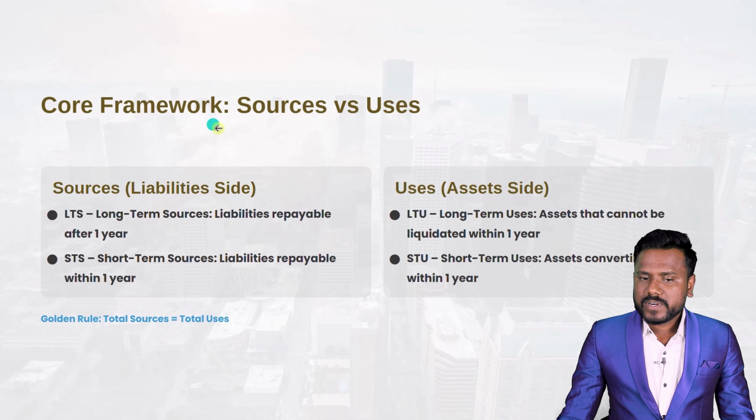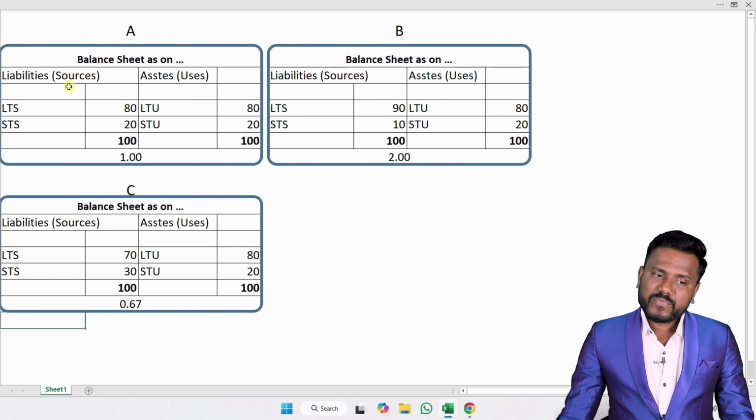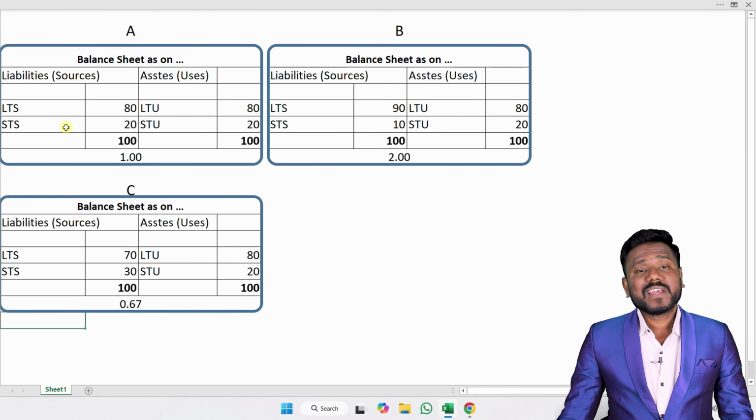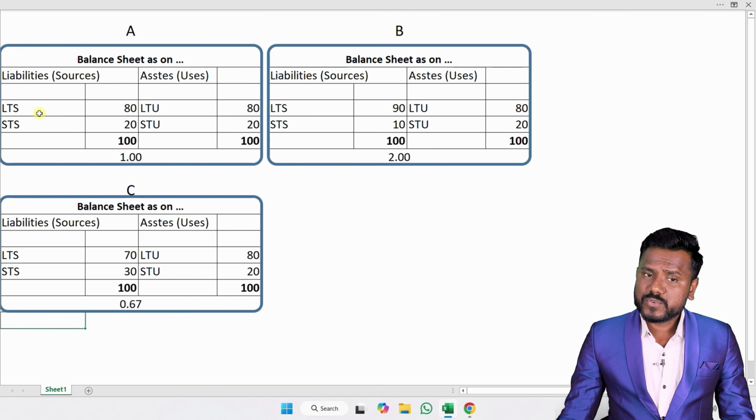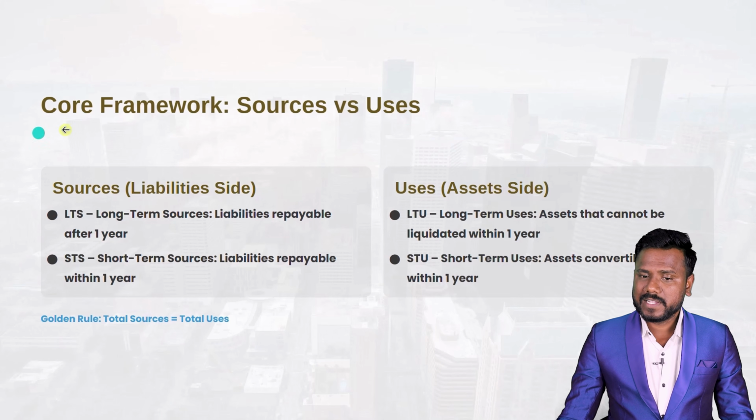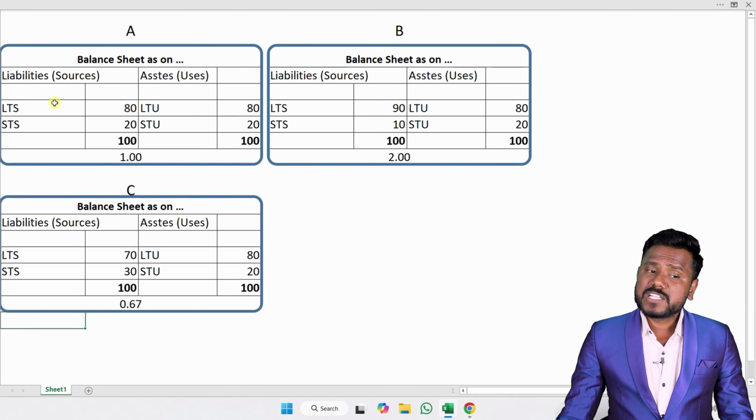The core framework: sources versus uses. From where the funds are coming into the business is sources. It can be classified into 2 types: long-term sources and short-term sources. And then we have the uses, where you are putting this borrowed money. Uses are also classified into 2 types: long-term uses and short-term uses.